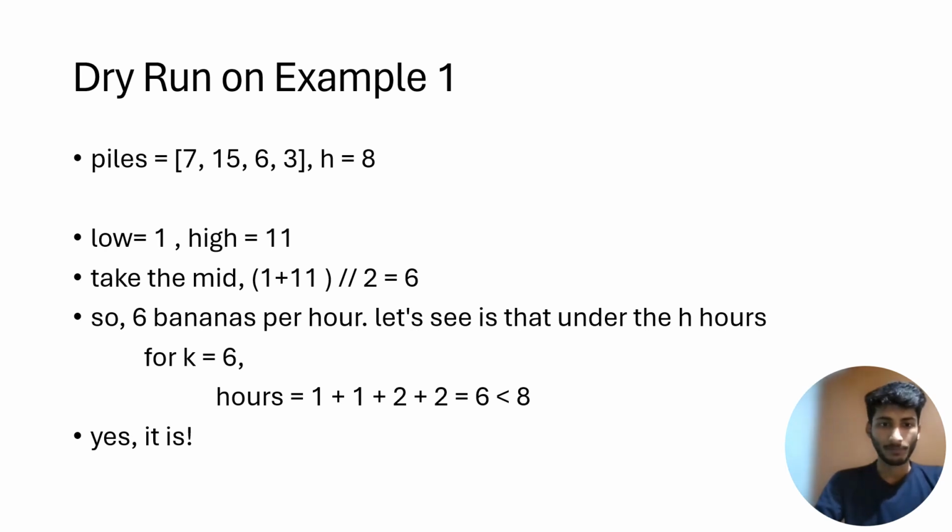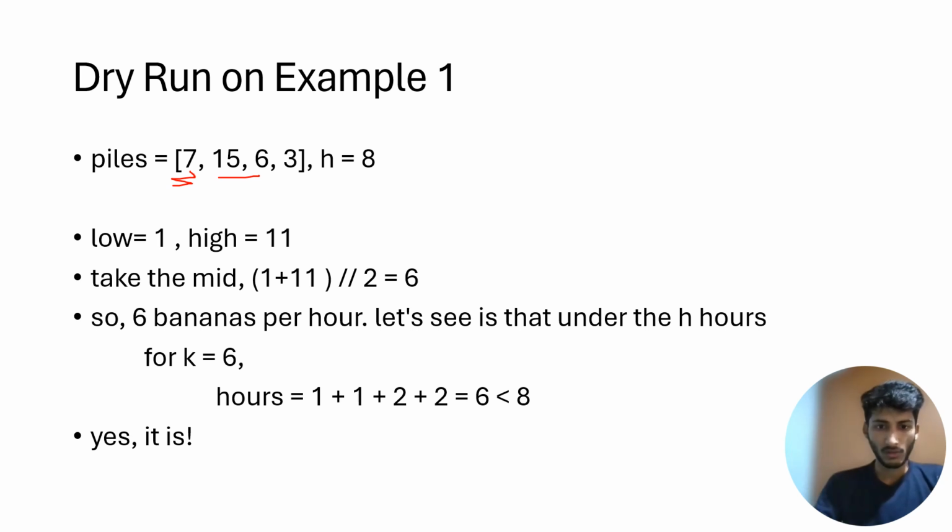So see here, let's understand this with an example. What I'm doing is 1 plus 11, because 1 is low and 11 is the maximum value in the array, and when I calculate the mid, I find that it is 6 bananas. When I pass 6 bananas per hour, what is the total number of hours? Let's calculate. For 7 bananas, it will take me 2 hours, because 6 bananas in 1 hour and 1 banana in the next hour. For 15, it will take me 3 hours, because 12 bananas in 2 hours and the remaining 3 bananas in the next hour. So it's going to take me... okay, what am I doing here?